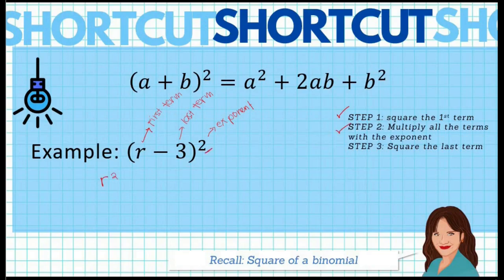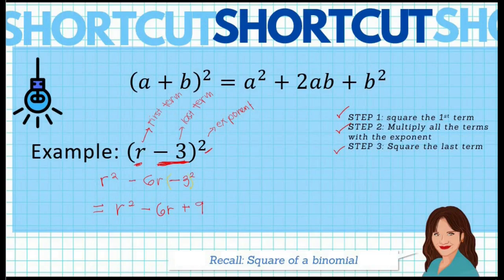Next, multiply all the terms. So 2 times negative 3 times r, and the result will be negative 6r. And lastly, step 3, square the last term. The last term is negative 3, so that will be negative 3 squared. Make sure that you include the preceding operation on the last term. So that will be r squared minus 6r, simplifying the last term, that will be plus 9, because that will be considered as quantity negative 3 squared.